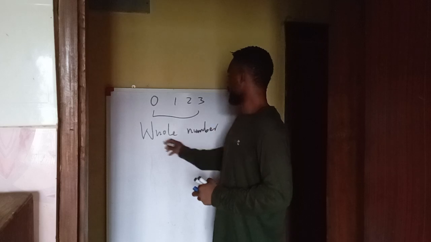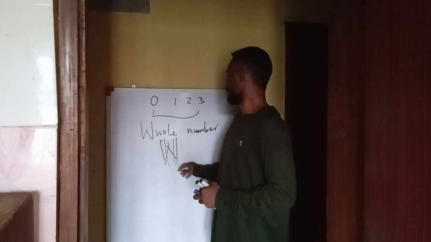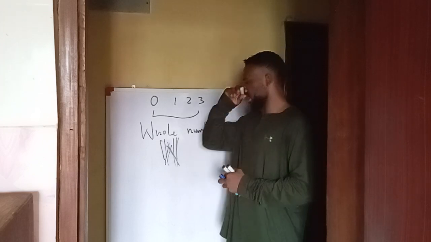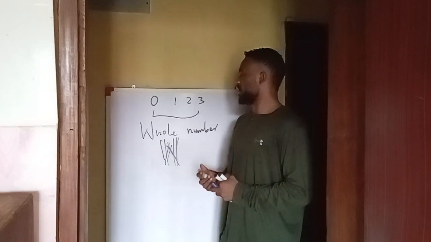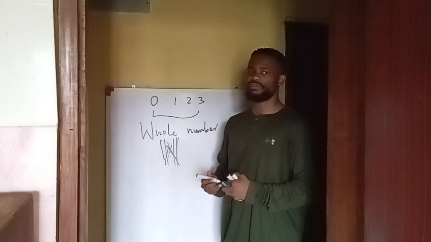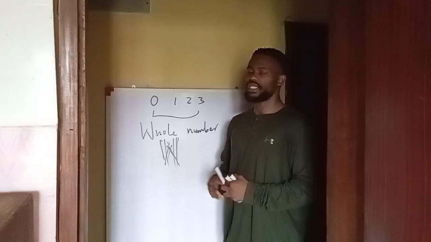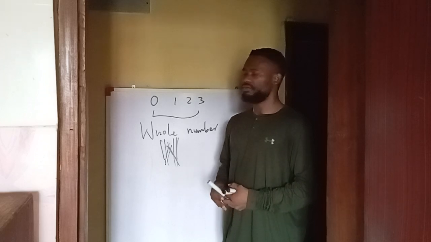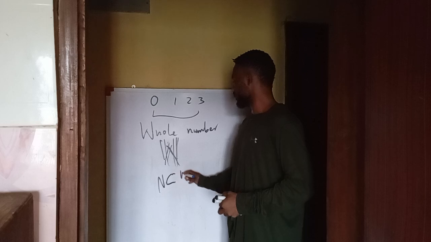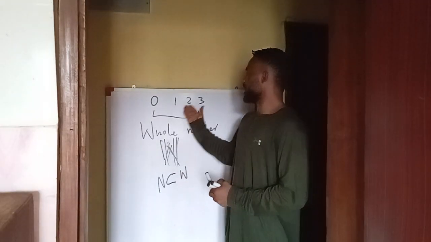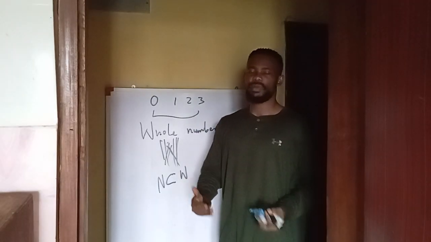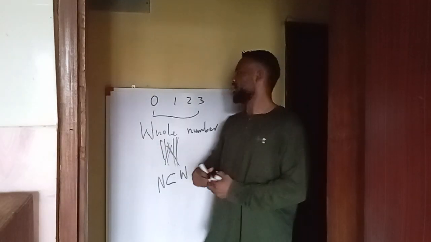So whole numbers are the set of natural numbers with 0. Or we can say that whole numbers are the supersets of natural numbers, while natural numbers are subsets of whole numbers. So the addition of 0 to natural numbers gives us whole numbers. So whole numbers are a set of numbers from 0 to positive infinity.